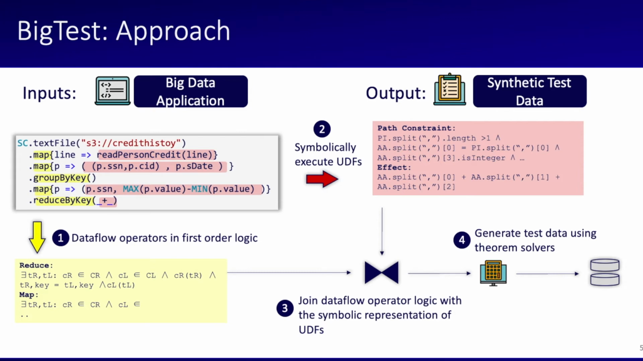BigTest takes in a big data application as input and it generates a suite of test data that provides really high test quality. Internally, BigTest splits the data flow program into a list of user-defined functions and a list of data flow operators. For user-defined functions, it performs symbolic execution on those functions. For data flow operators, it models the semantics of the implementation of data flow operators in first-order logic, and then use it in tandem with the symbolic representation of user-defined function to represent the entire program in a symbolic form.